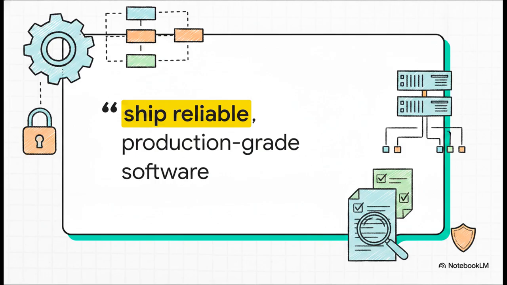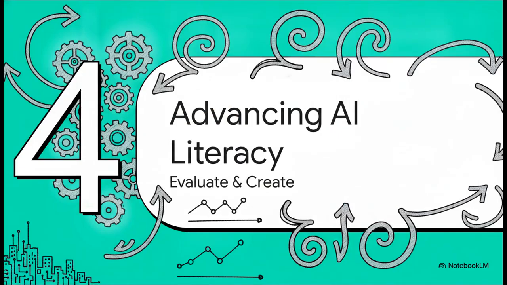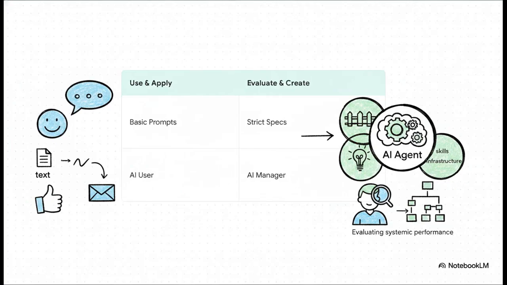Getting to this level, however, requires a completely different mindset from you, the builder. Section 4. Advancing AI literacy. This methodology fundamentally builds your core competencies and truly advances your AI literacy. You see, most people start out in the use and apply domain. That involves using a basic chat interface, maybe applying generalized prompts to summarize a PDF, or just having the AI write an email for you. It's very surface-level interaction. But the specification-driven approach we're talking about today forces you entirely into the evaluate and create domain.